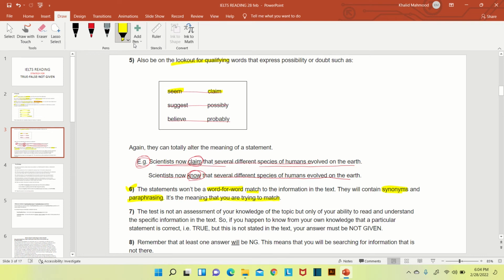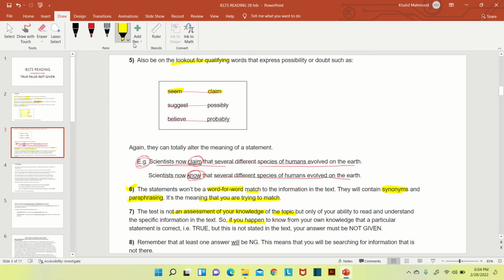Okay, seven: the test is not an assessment of your knowledge of the topic. Particularly there are a few things that by logic you can say are true or not, but don't go for your logic. The test is not about how much you know. They have given you a passage, and they want to see how much you can read and find from that passage. There is an example I will tell you.